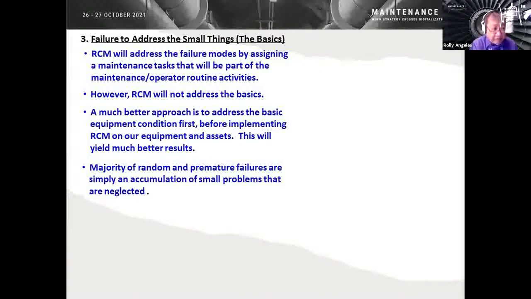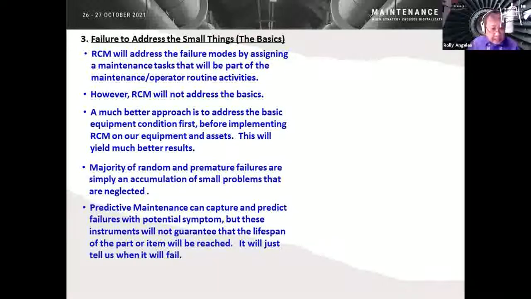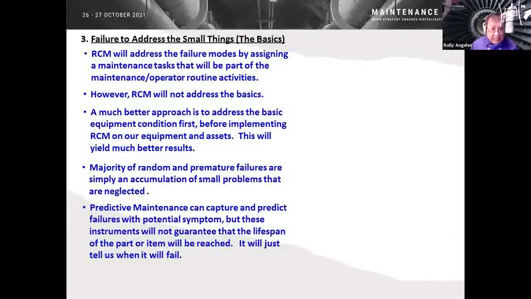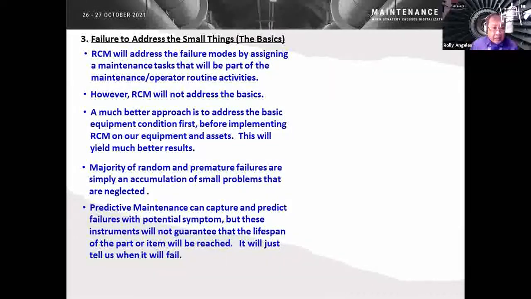If it will fail after 6 months, it will be detected. If it fails after a couple of years, it will be detected. But it is not a guarantee that the life of the bearing will be maximized at 90% or 9 years. Predictive maintenance can predict the failure once a potential failure has been detected, but these instruments will not guarantee that the lifespan of the part or item will be reached. It will just tell us when it failed.